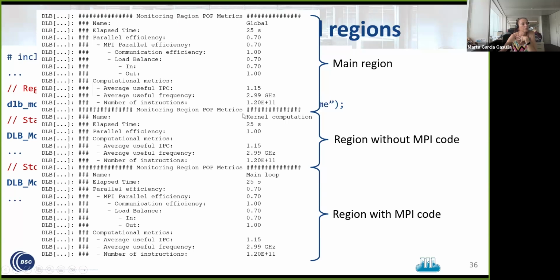And also note that, for example, in this region that we call kernel computation, we don't have MPI parallel efficiency metrics because in this part of the code, we don't have MPI calls. So every region will show just the metrics that are relevant to it. The same thing as the GPUs. In this case, there were no GPUs in this execution, so the GPU metrics do not appear in the output. So every region will obtain the metrics that make sense for that region.